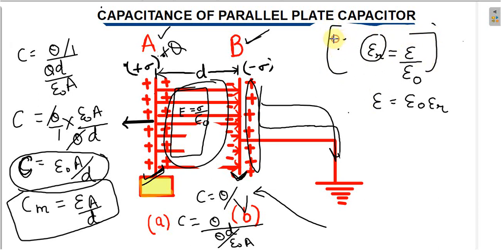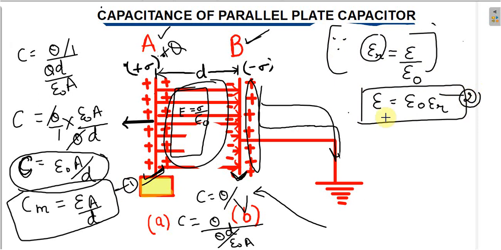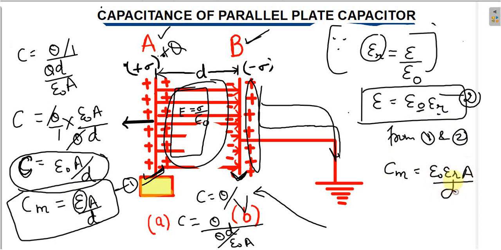Now you can replace this. This is your equation 1 and this is equation number 2. From 1 and 2 you can replace this epsilon with this. So your capacitance in the medium will be equal to epsilon naught epsilon R A by d. In this way, this is your formula.